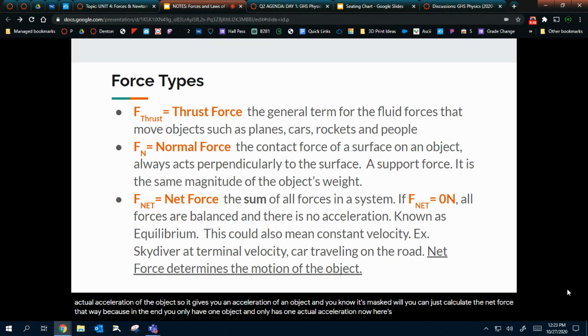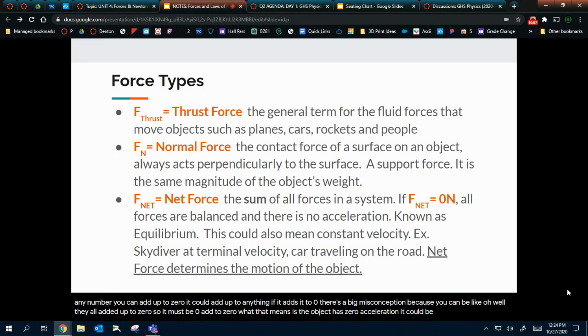Now here's the deal. That net force can add up to any number. It can add up to 0, it can add up to anything. If it adds up to 0, there's a big misconception, because you can be like, oh, well, they all add up to 0, so it must be 0. Well, not exactly. If the net force adds up to 0, what that means is the object has zero acceleration.